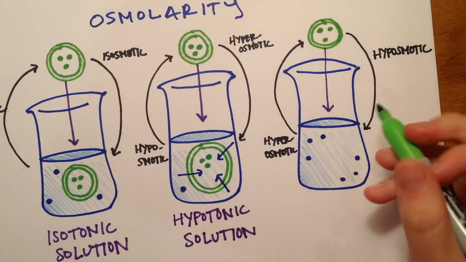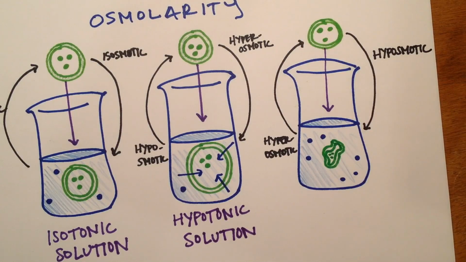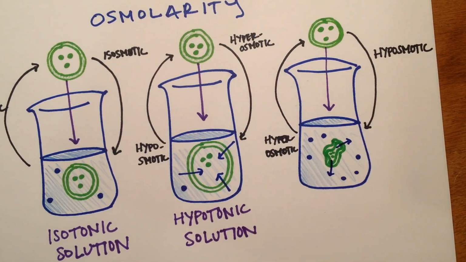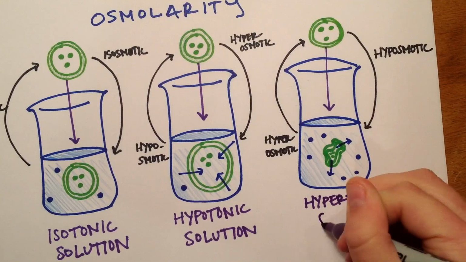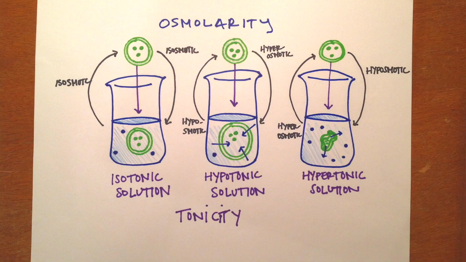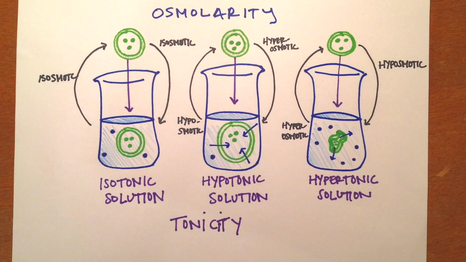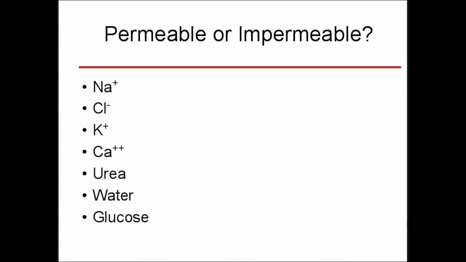When the cell is placed in the high concentration third solution, the cell shrinks in size as water flows out of the cell into the solution. This is called a hypertonic solution. This is always the case for solutions which have solutes which cannot cross the cell membrane.